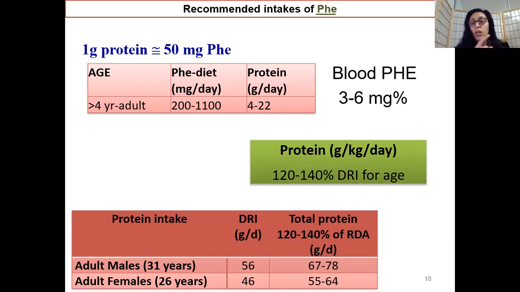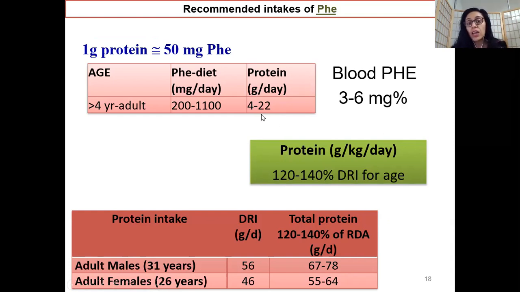Okay, so this is when you have no tool, this is your tool: 1 gram of protein giving you approximately 50 milligrams of phenylalanine. All right, so now, for example, for ages greater than 4 years to adults, what is encouraged is, for instance, they have proteins, because proteins will make more sense to you. So let me go on that first.